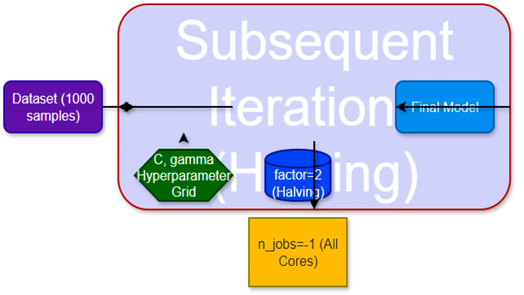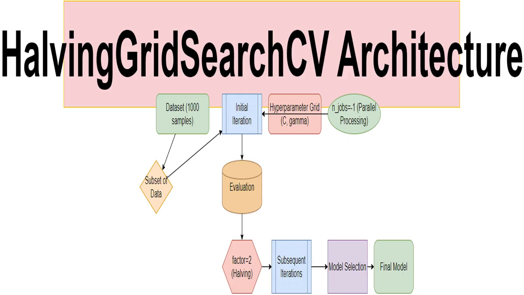C and gamma control the model's behavior, and I'm exploring a grid of possible values to find the best ones. I see HalvingGridSearchCV as a clever algorithm for efficiently searching the best hyperparameters for a machine learning model, like an SVM. It does this by cleverly reducing the number of models you need to test. It's like a tournament where the worst performing models are eliminated in each round.